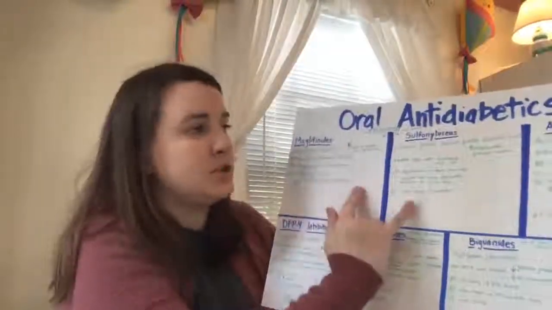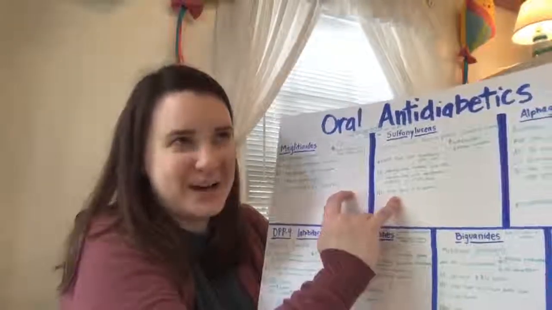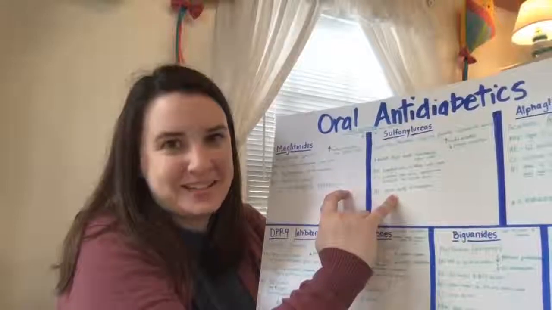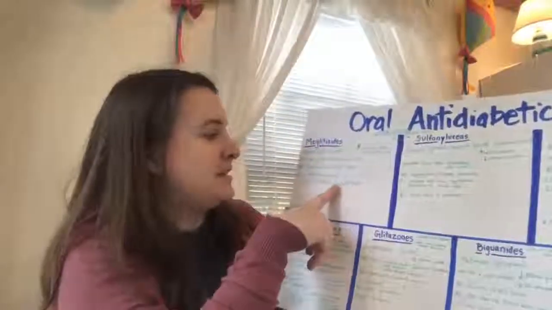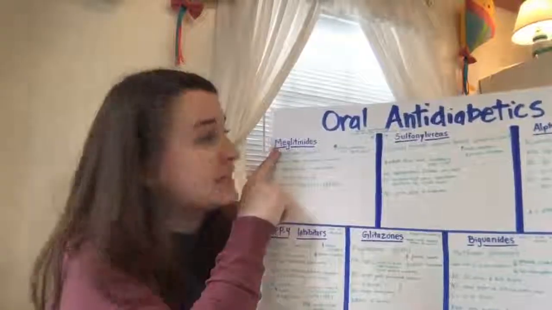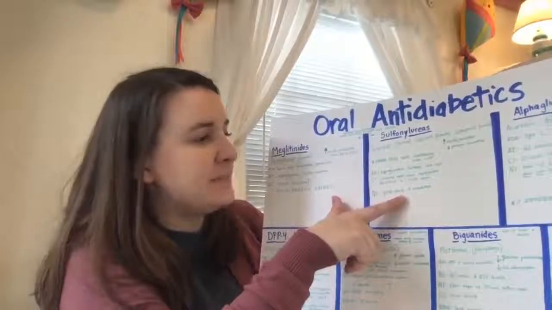So remember, these 2 drug classes right here are insulin secretagogues, however you say that. They make the pancreas increase the insulin secretion. This one is good for erratic eaters. Meglitinides and sulfonylureas are given daily at breakfast.